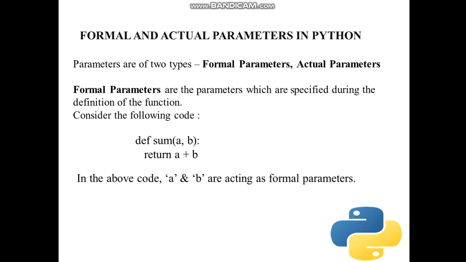Let's continue with function. Next topic in function is formal and actual parameters in Python. Parameters are of two types, formal parameters and actual parameters. Formal parameters are the parameters which are specified during definition of the function. That means when we are writing def, any function name, and we are writing parameters, those parameters are known as formal parameters. For example, see here in your example, def sum(a, b): return a + b. So here a and b both are formal parameters.